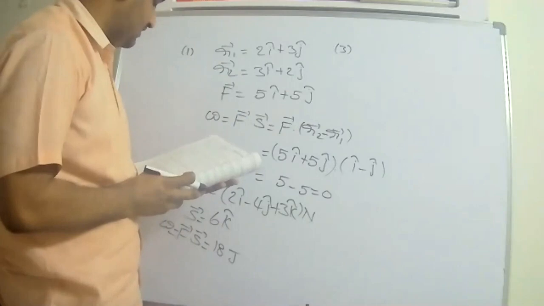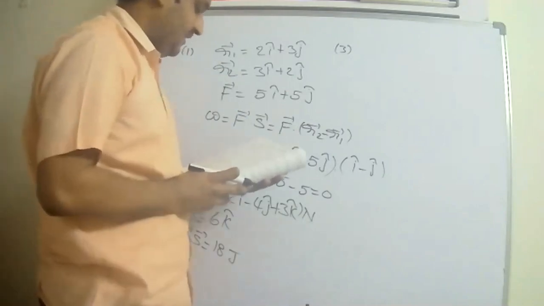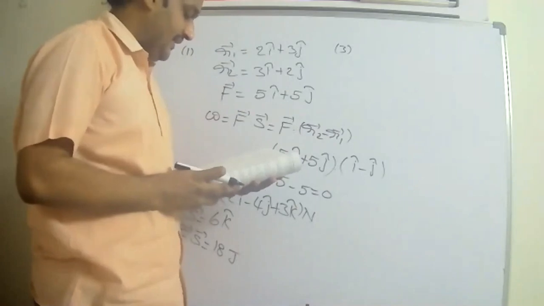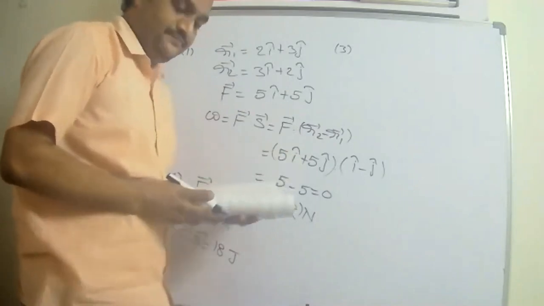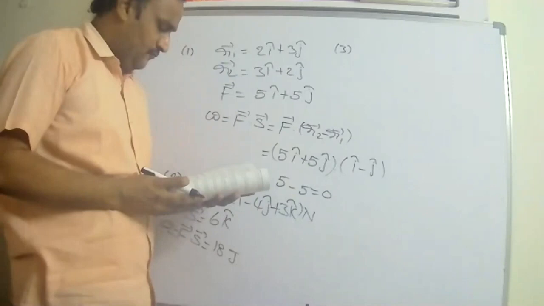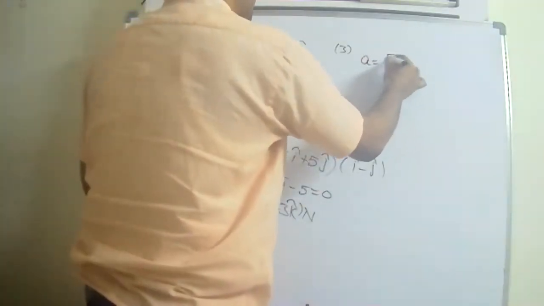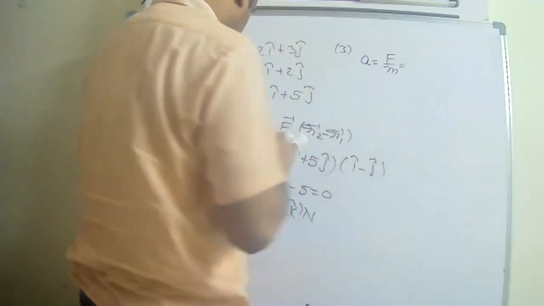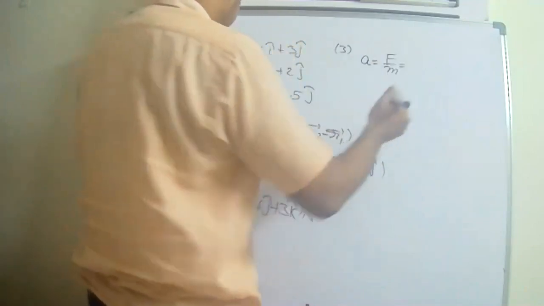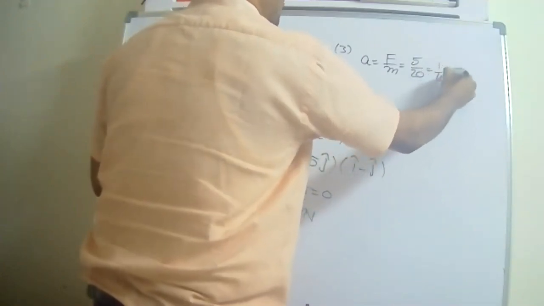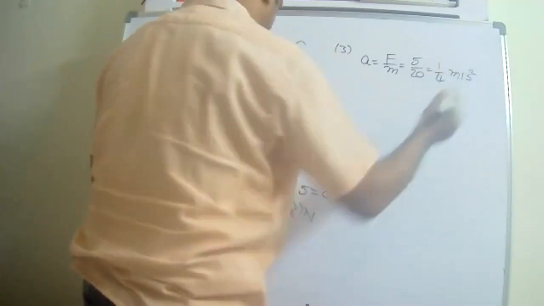Then, a body of mass 20 kg is at rest. A force of 5 newtons is applied on it. The work done in first second will be, since force is given we can find acceleration, force by mass. The force is 5 newtons, mass is 20 kg. So 1/4 meter per second square.